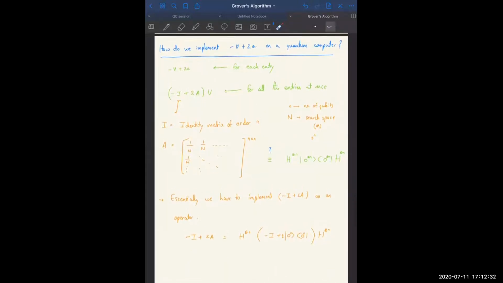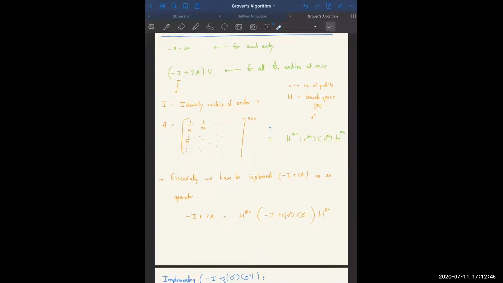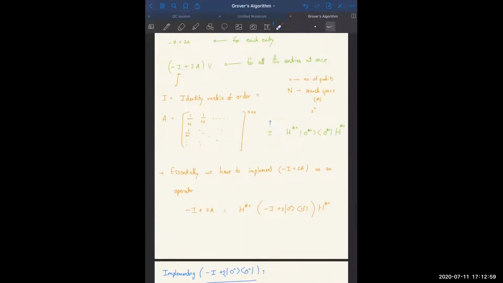And obviously this is a unitary operation. So now we have to figure out how to implement this on a quantum computer, because multiplying a state with a unitary operation is nothing but doing that operation on that state. Just for your understanding, I've shown how the A matrix looks. The A matrix has, on each and every entry, a 1 by n, where n is the complete search space. Okay, cool. Now we know that we have to figure out how to substitute this on a quantum computer, that is minus V plus 2A.